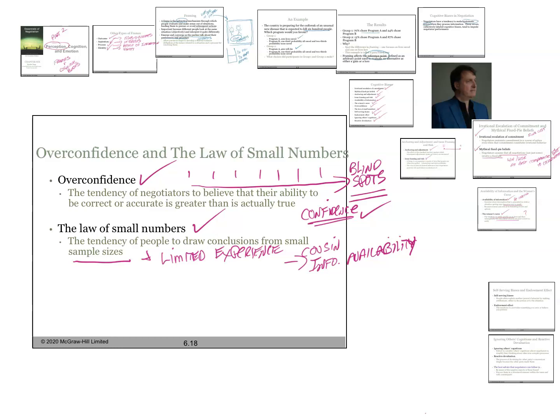The law of small numbers could lead to overconfidence bias. It could also be connected to availability of information. Maybe your sample sizes are small because you didn't bother doing any more research, or you didn't ask somebody else's opinion on how you're doing in a negotiation. And so be careful of this cognitive bias, because like overconfidence, it will create blind spots for you.